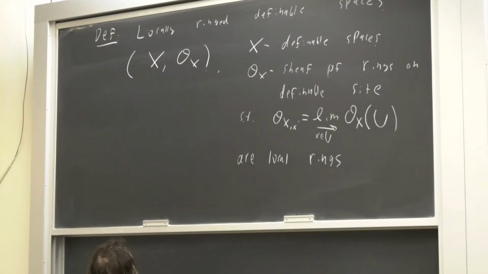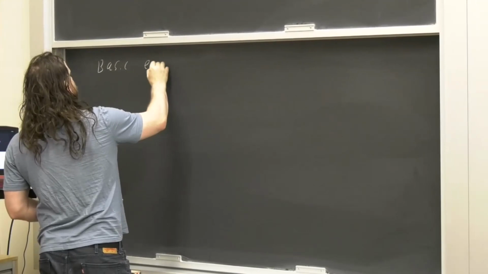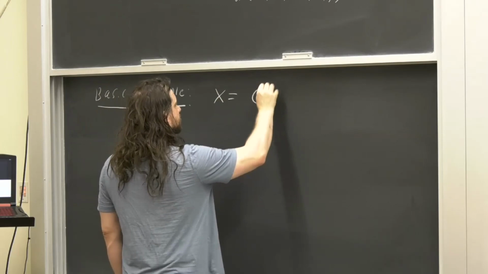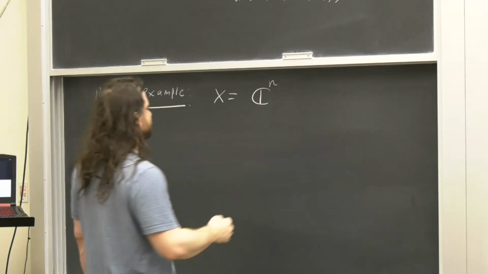You can't always detect everything at stalks. Nonetheless, for our purposes, this definition will suffice. And so our basic example is the following. We'll let X just be C^n for some n, with its usual definable structure.